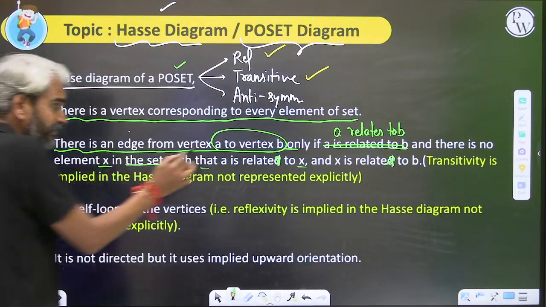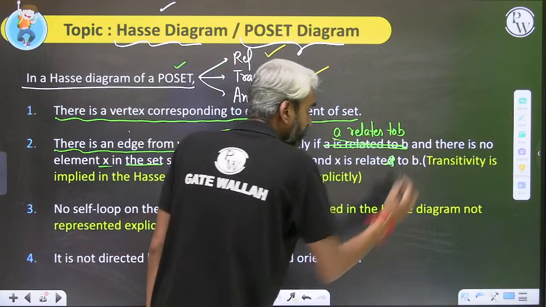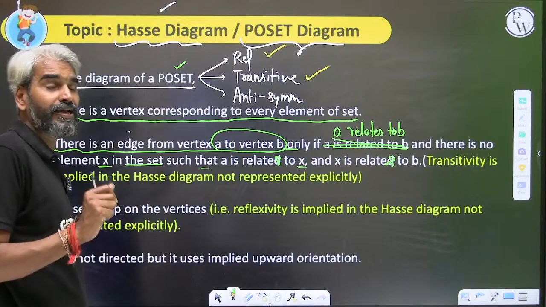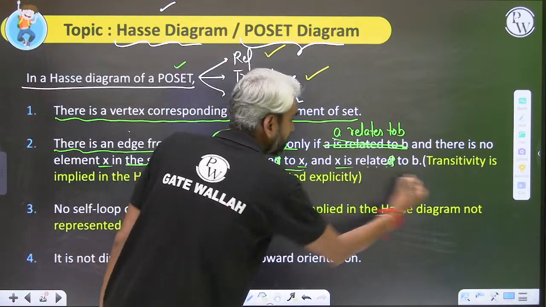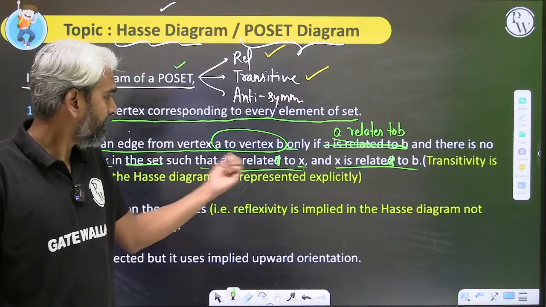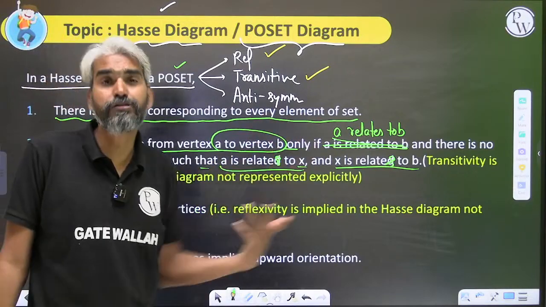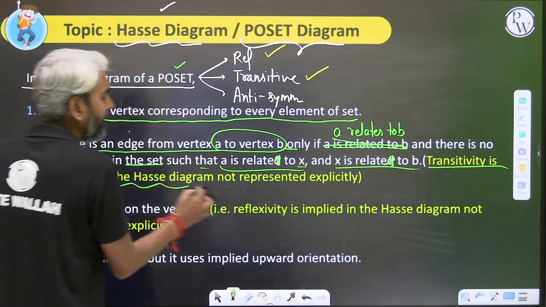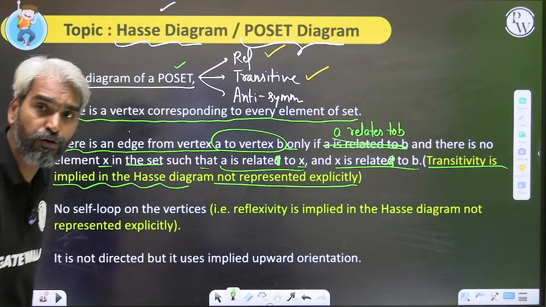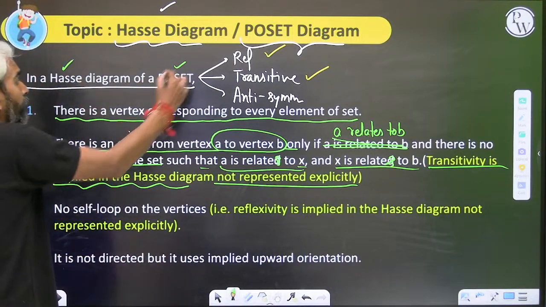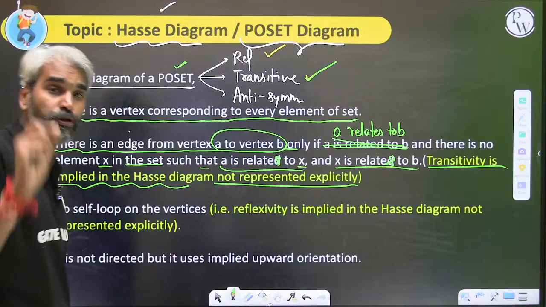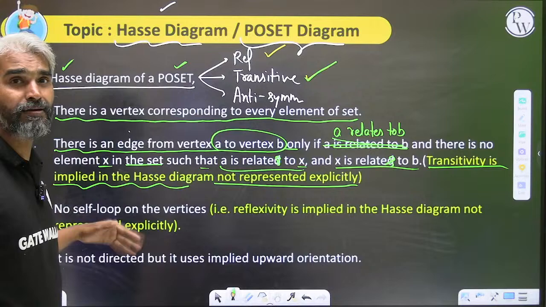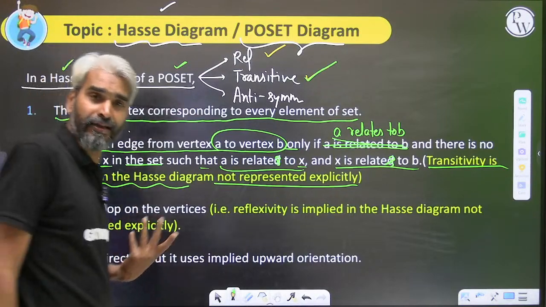There's an edge from vertex A to B if and only if A relates to B, but there should not be any element X such that A relates to X and X relates to B. Because if it happens, then the relation between A and B will be because of transitivity. So that's what we say, that transitivity is implied in the Hasse diagram, not represented explicitly. We already know that we are constructing a Hasse diagram for our poset, so it will be transitive. We don't need to represent the transitivity explicitly in the Hasse diagram. It is already implied.